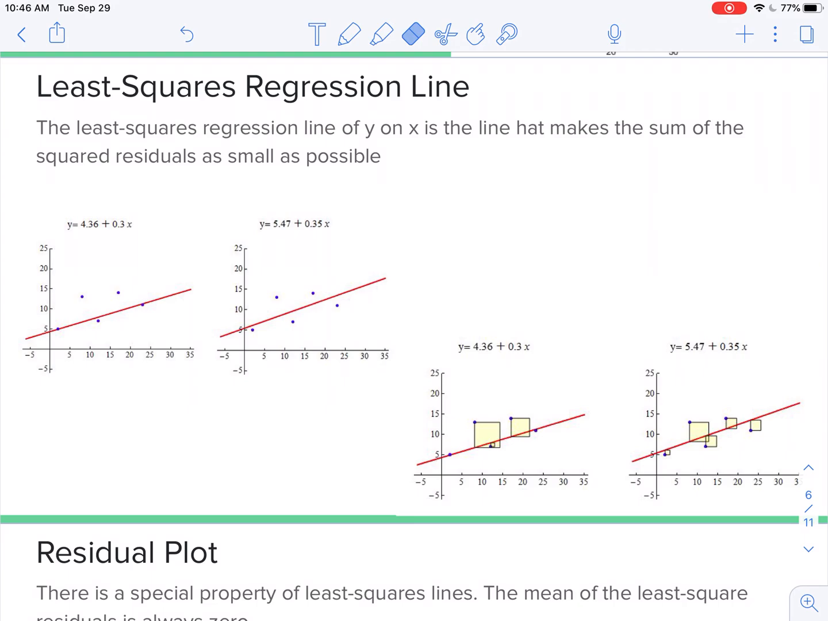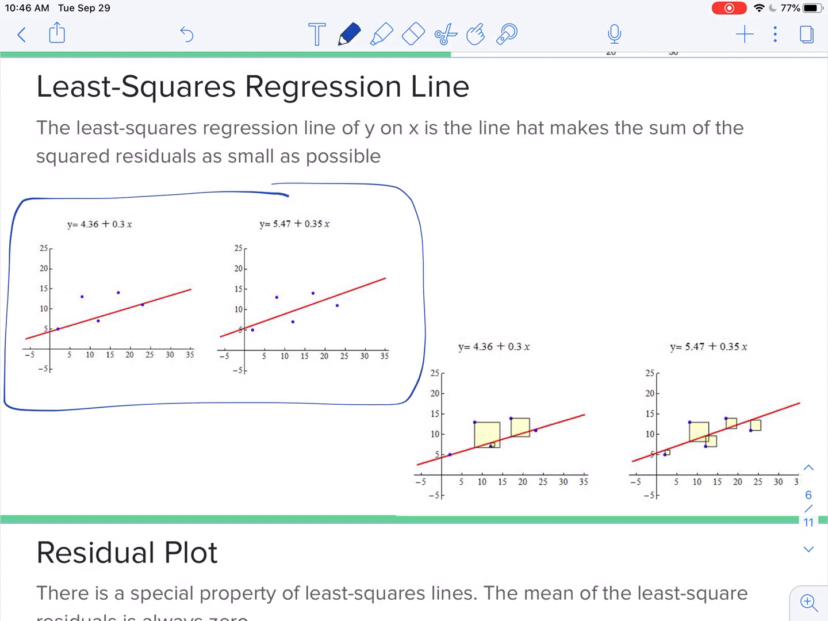And I found this visual on the internet to help explain what a least squares regression line is and how it works out. So here, up at the top left, we can see that we've got two scatter plots, and those scatter plots are the exact same, but I've got two lines that go through it. And we want to ask ourselves, okay, which line is a better fit based on the least squares regression model?